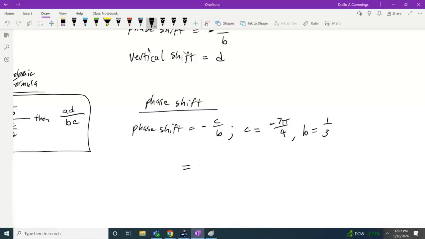So when I simplify this, notice I have a negative that's a part of my phase shift formula. Then I'm going to take C, which is negative 7 pi over 4. I'm going to divide that by B, which is 1/3.